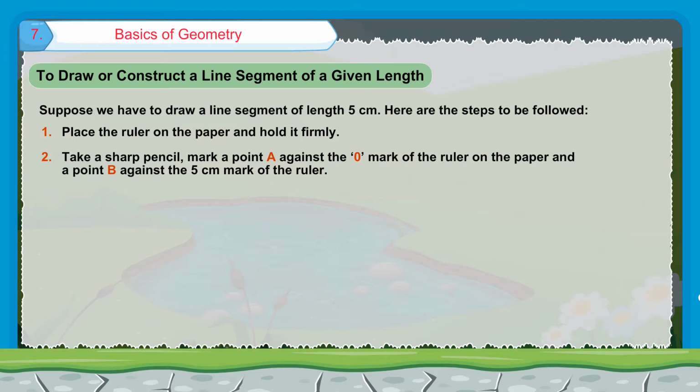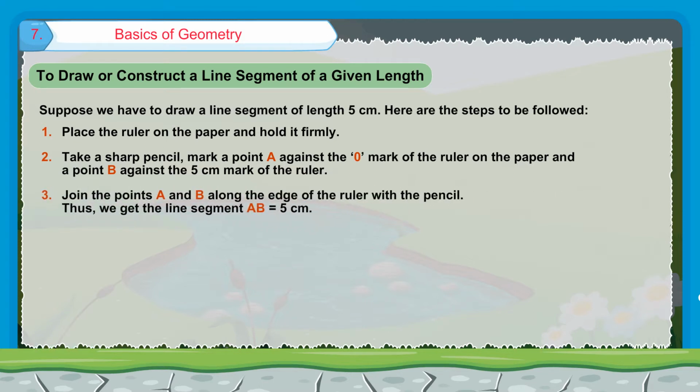2. Take a sharp pencil, mark point A against the zero mark of the ruler on the paper and a point B against the 5 centimeter mark of the ruler. 3. Join the points A and B along the edge of the ruler with the pencil. Thus, we get the line segment AB equal to 5 centimeter.